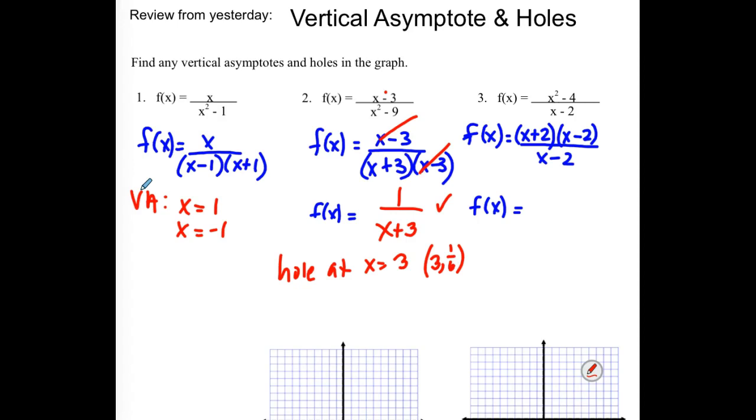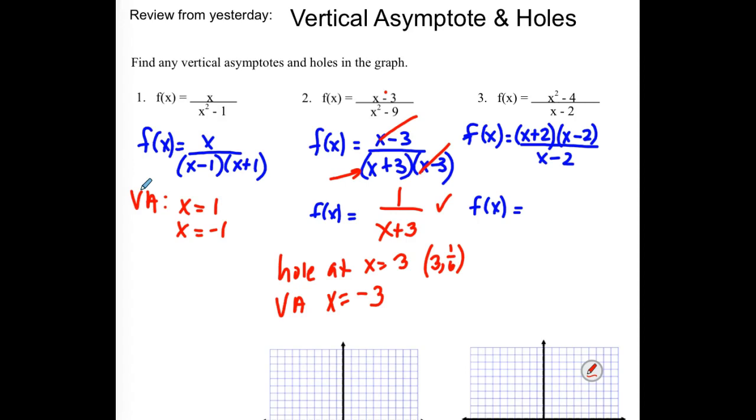And then the one that we couldn't get rid of, this x plus 3, gives us what? Vertical asymptote. So x would be negative 3? Yes? Okay.